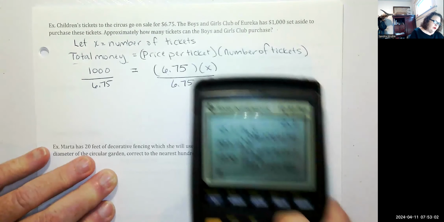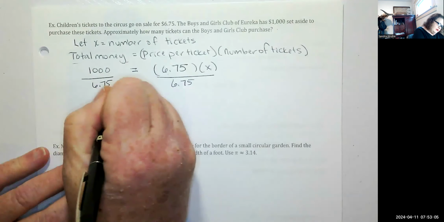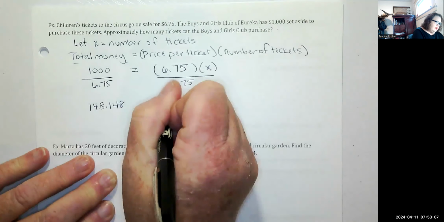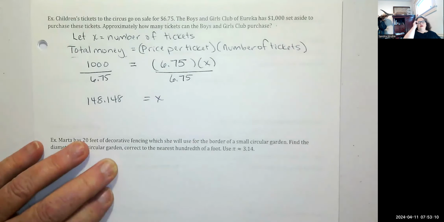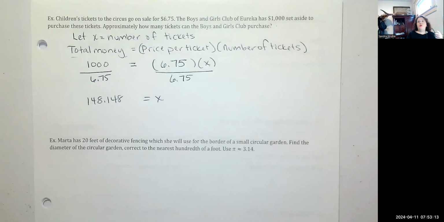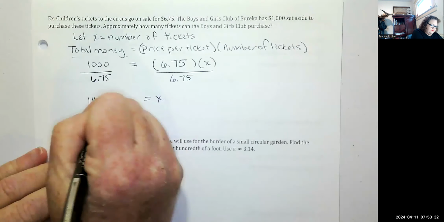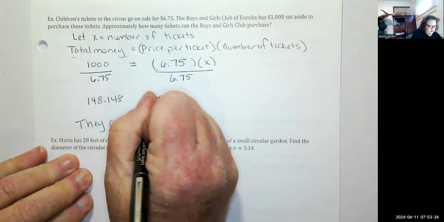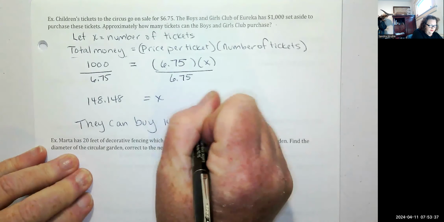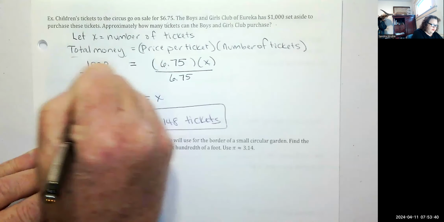And that's 148.148. Okay, here's the deal. You can't buy 0.148 or 0.1 of a ticket. You have to buy whole number tickets. It'll never be a negative. It has to be a positive. So can we buy 148 tickets? Can we buy 149 tickets? We don't have enough money to buy 149 tickets. So therefore they can buy 148 tickets.